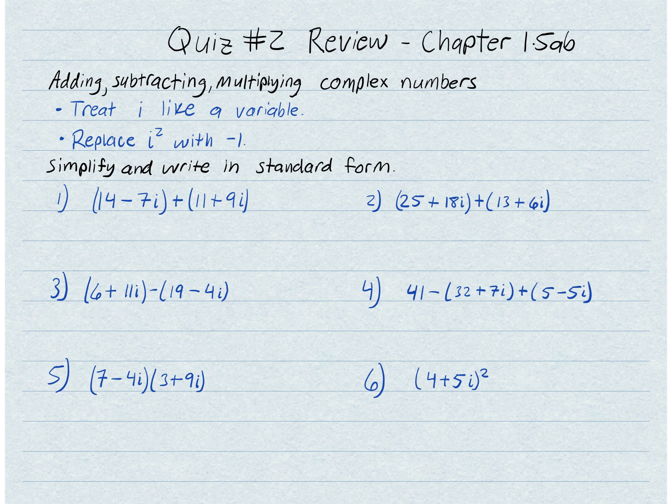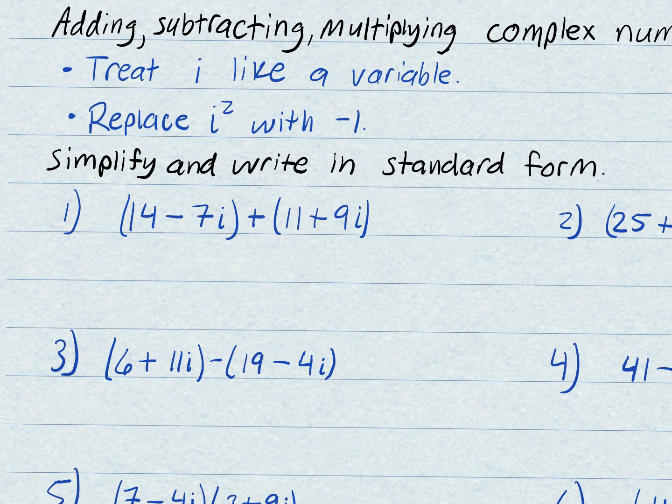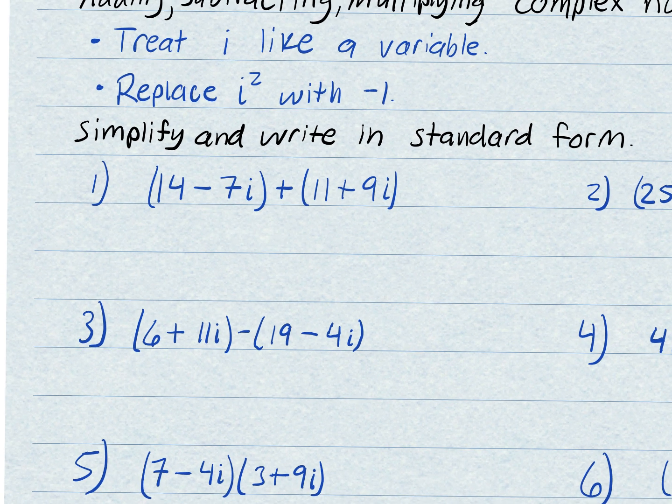We're going to be adding, subtracting, and multiplying complex numbers. The key thing to remember here is you want to treat i like a variable, and you're going to replace i squared with -1. All right, so let's get started with number 1.